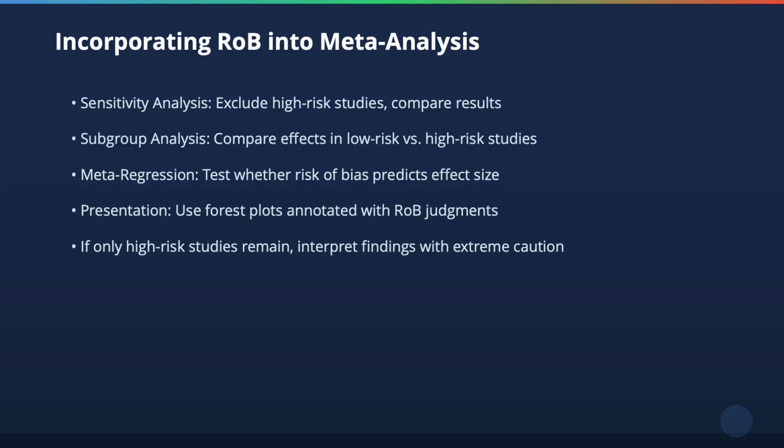Meta-regression is the most sophisticated approach. You include risk of bias as a covariate and test whether it predicts effect size. This is useful when you have many studies. For presentation, create forest plots with colored symbols indicating each study's risk of bias judgment. Readers can immediately see whether the largest effects come from the most biased studies. If only high-risk studies remain in your evidence base, interpret findings with extreme caution and communicate that clearly.